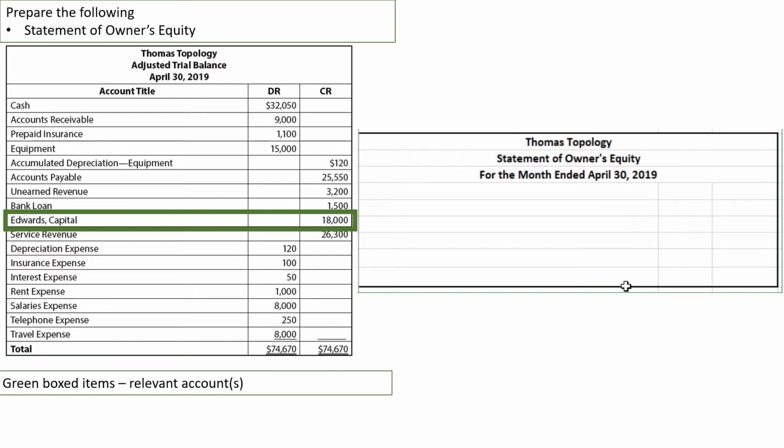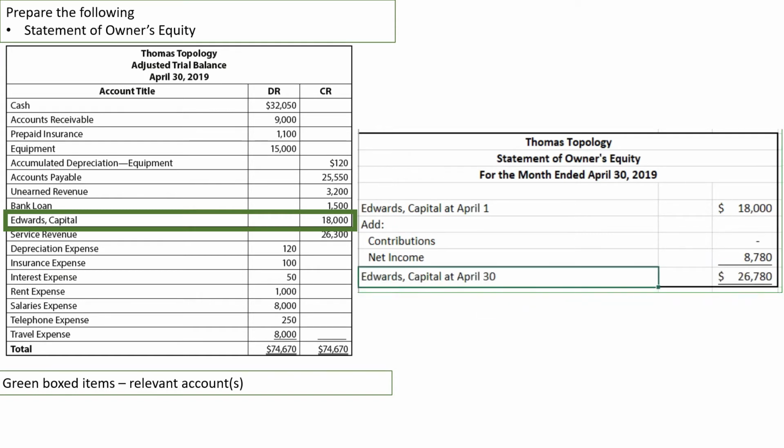The next step for this assignment is to create the statement of owner's equity. In this situation, the owner's equity was only affected by the balance that's sitting in capital. There were no contributions. So therefore, we only have the opening balance being $18,000. We have 0 contributions during the year. We were told there were none. The net income from the previous statement of $8,780, which creates a closing capital as of April 30th for $26,780. Again, you'll notice the titles being Thomas Topology, the statement of owner's equity, and this statement again is for the month or for the period that was ended April 30th, 2019.